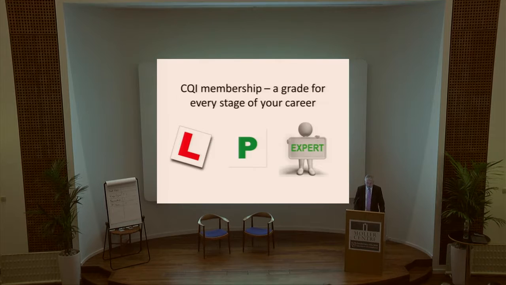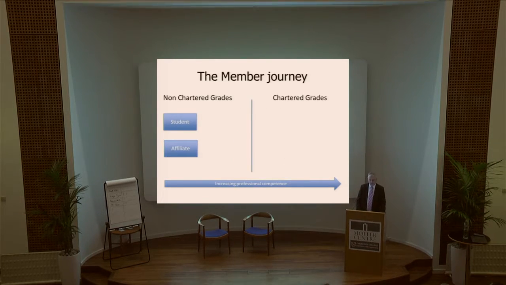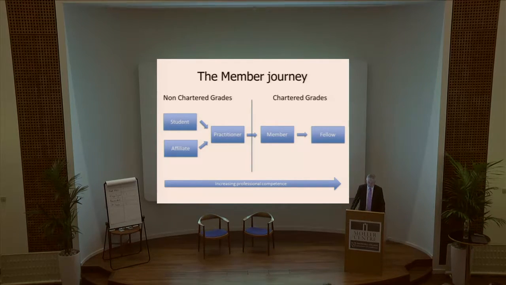So let's look at the different grades that are on offer. In terms of the non-chartered grades, we have student and affiliate. We also have practitioner. So the student and affiliate effectively are two routes into practitioner. Practitioner is the next step up. After practitioner, we move into the chartered grades. The first of those being member, and the second being fellow. So those are the grades that are available to people.